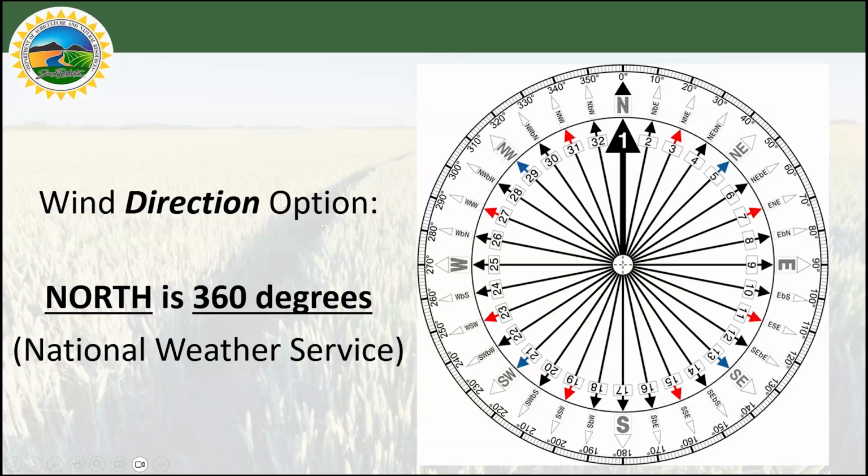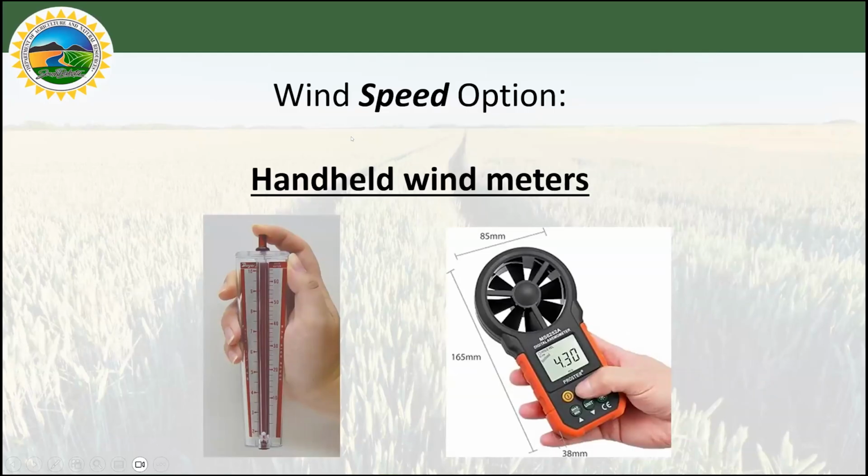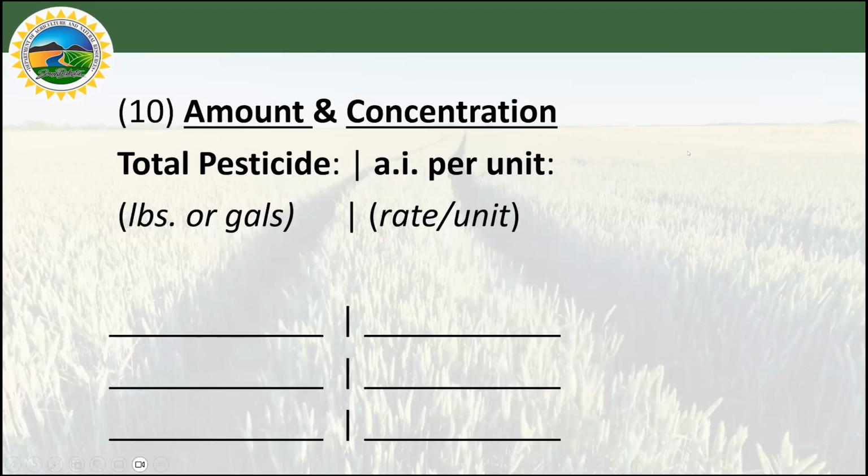You can also use wind direction as far as a degree. So north is considered 360 degrees, and then you can use the degrees around for wind direction. This is what the National Weather Service uses. Also, a good option is your handheld wind meters. You want to keep it at about 4, 5, 6 feet above ground is where you want to take your wind measurement from. Take a picture of what you're recording for wind and gusts, just take a picture with your phone, and that's a great way to record your action.